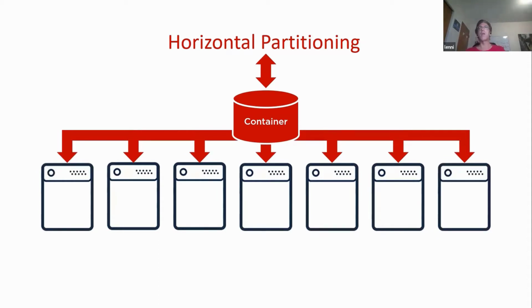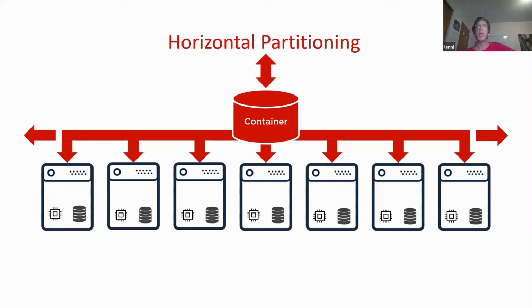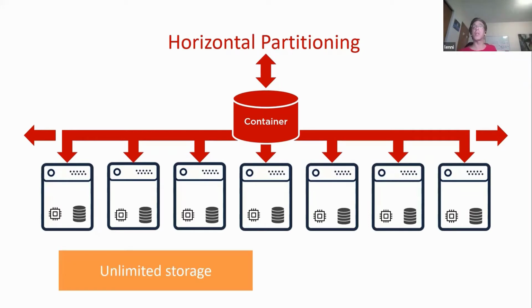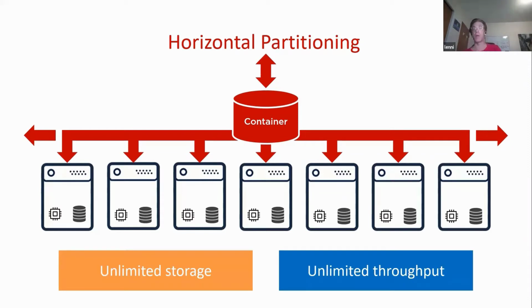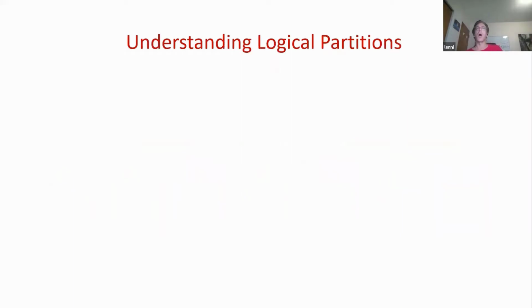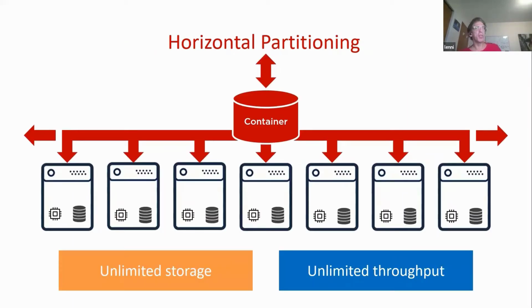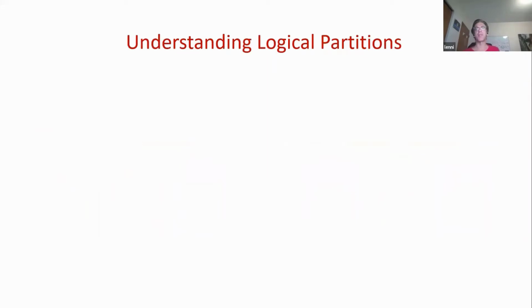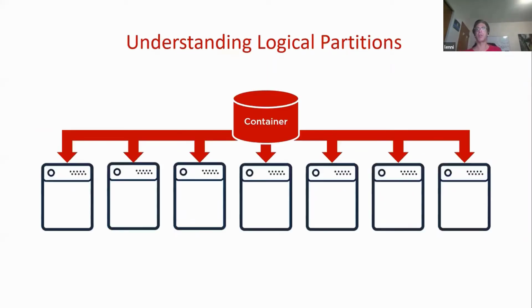And the more data and throughput required for a container, the more boxes we throw at it. And there's really no upper limit to the number of boxes or physical partitions in the cluster. And again, thinking of each one as a machine, each one gets its own storage, each one gets its own CPU, and hence this design will give you unlimited storage and unlimited throughput if you partition your data properly. Okay, so I mentioned the word physical partitions. Now let's talk about logical partitions, because that's really what we need to concern ourselves with.